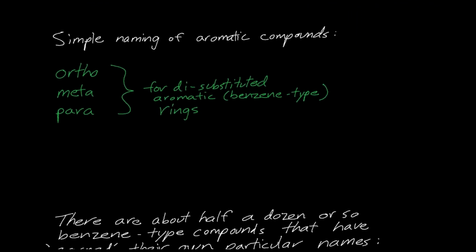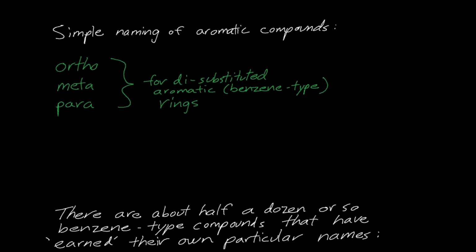All right, so naming of aromatic compounds. We're not going to go crazy with this, just learn some simple basic naming. One of the interesting and easy to remember things is ortho, meta, and para, which apply to di-substituted benzene type rings, meaning a benzene ring with 2 substituents. So if it had 2 substituents, one there connected to something and one there, these are called ortho to each other.